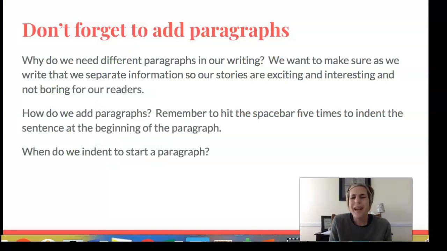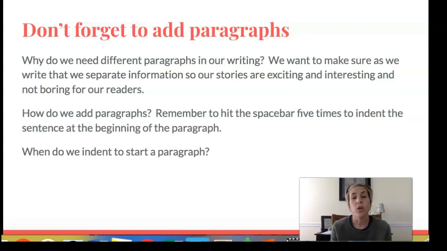So why do we need to add those different paragraphs in our writing? Well, we want to make sure we make our writing interesting and exciting. If you write and you add things all together in one big paragraph, it kind of gets confusing and, well, kind of boring. How do we add those paragraphs? Well, at the beginning of the sentence that you want to start your paragraph with, you want to hit the space bar 5 times. That means you are indenting. That is letting the reader know that you are starting your paragraph.